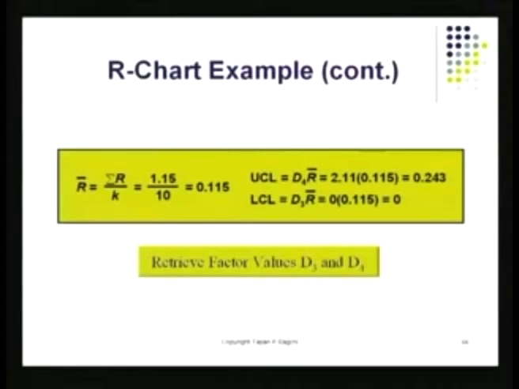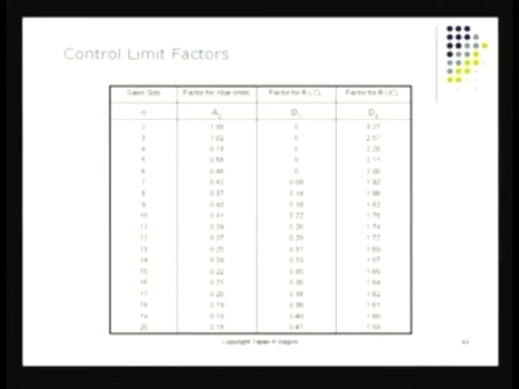Notice, again, where do I find my D3 and D4? I go to the same table, and I have their D3 value and D4 value. What are these dependent on? Again, they are dependent on sample size n. So, if I know my sample size n, which in our case was 5, I find that the value of D3 is 0 and the value of D4 is 2.11.